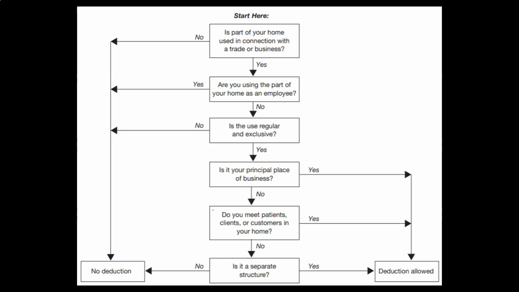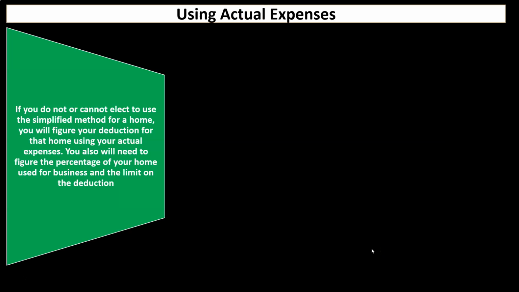Do you meet the patients, clients, or customers in your home? So now we're thinking, is this basically a meeting place type of area rather than your management office type of area? So do you meet patients, clients, or customers in your home? If yes, then we're going to say the deduction could be allowed. If no, is it a separate structure? If it's not a separate structure, then we'd say no deduction. If it is, then the deduction could be allowed in that case.